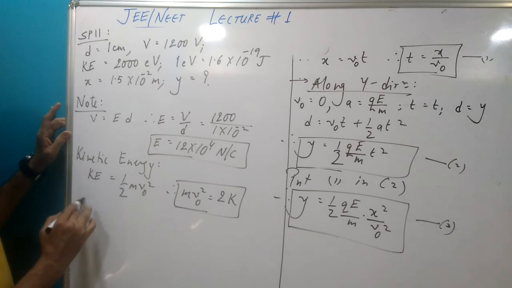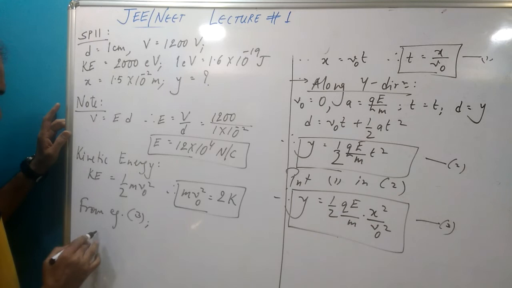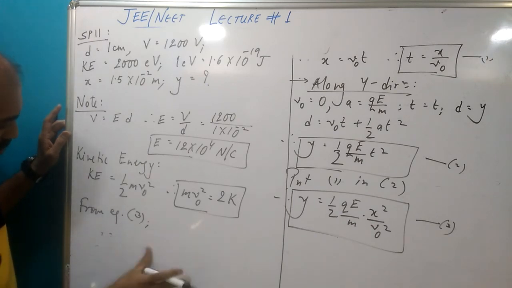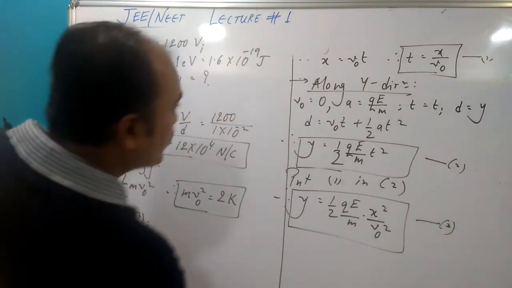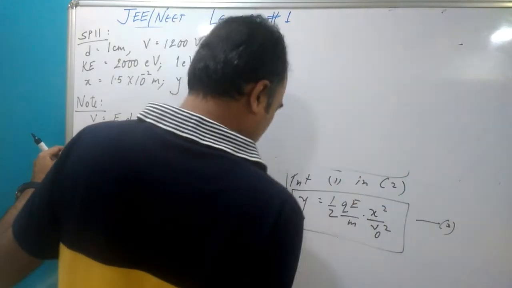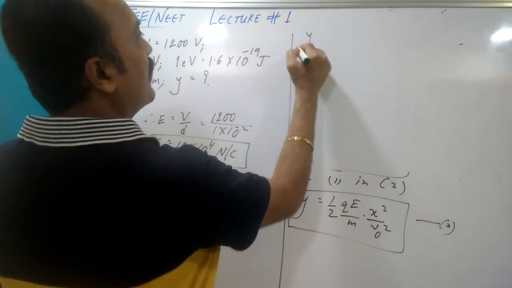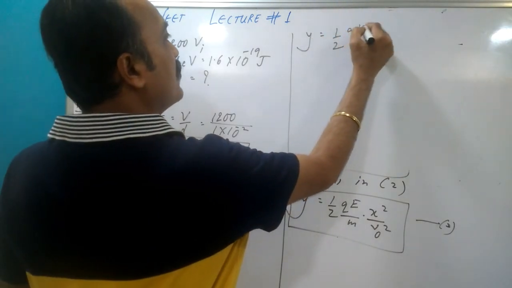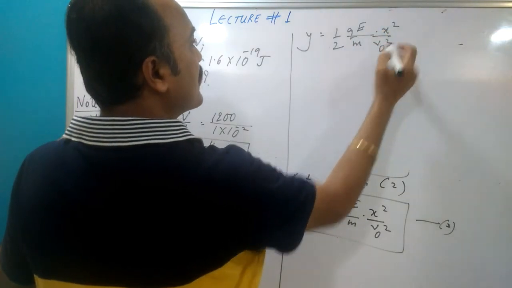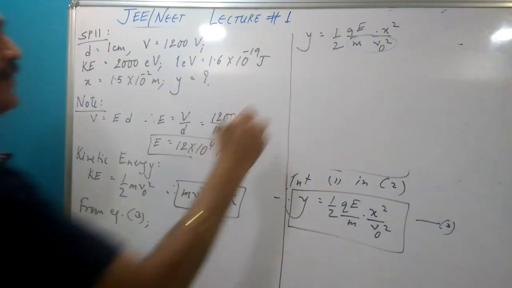So from equation 3, what do we know? Y is half. Let us write it there, on the opposite end. So it will be much better that way. We know the equation. So the equation is Y is half QE by M into X square by V0 square. I'm going to substitute mV0 square here. Here is 2K.